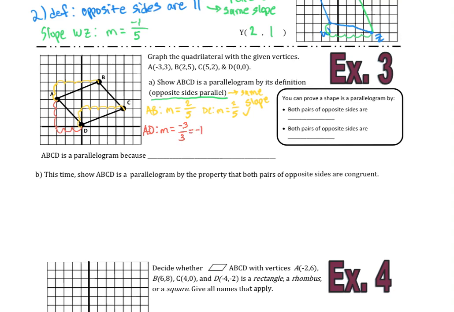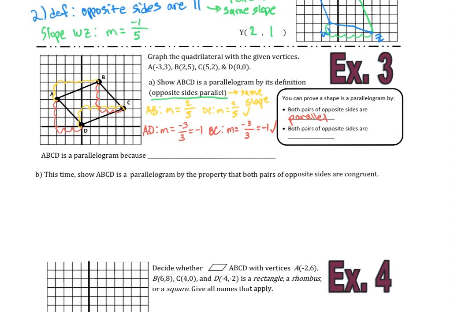All right, so let's check the slope of BC now. BC is the side opposite of AD, so these have to be the same. Starting at B, we go 1, 2, 3 down, so it's -3 again, and then 1, 2, 3 to the right, so it's positive 3 on the bottom. That also gives us -1. So again, those are also the same. Opposite sides are parallel. Therefore, this is a parallelogram. So you can prove a shape is a parallelogram by, first bullet point over here, both pairs of opposite sides are parallel.